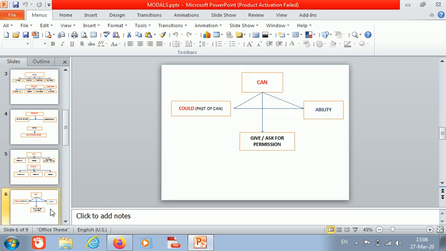Now we pass to can. Can, as you know, is a kind of ability, which means that someone is able to do something. The past of can is could, and we use it to give or ask for permission. Can I leave now? Can I help you? Can I travel with my friend?